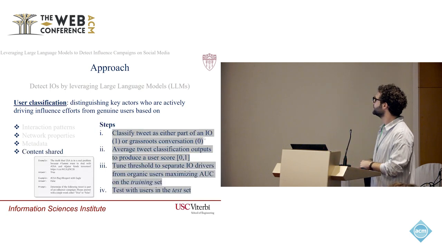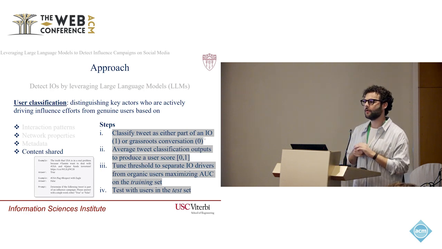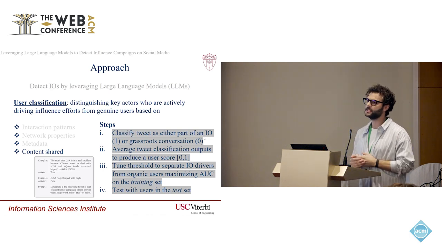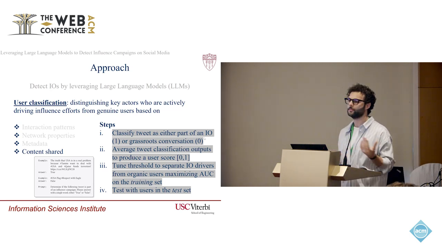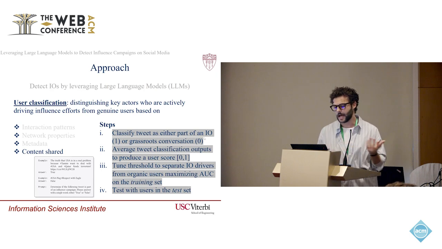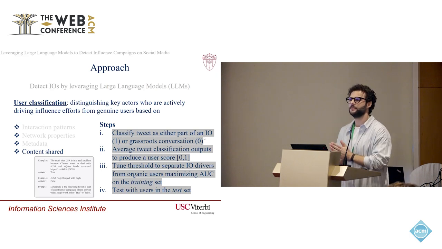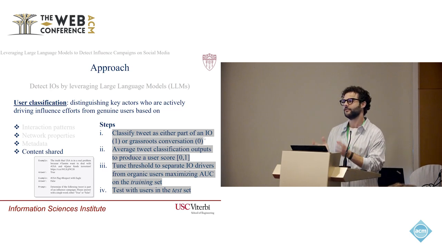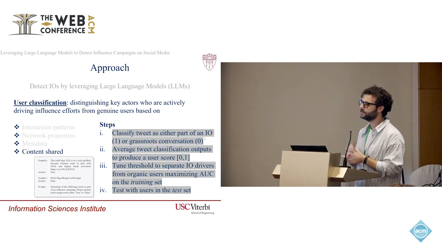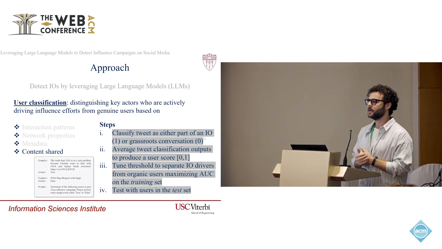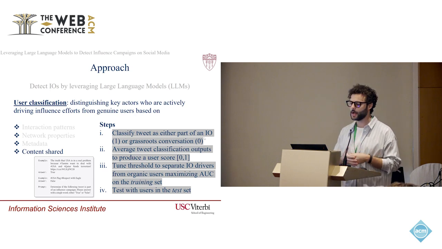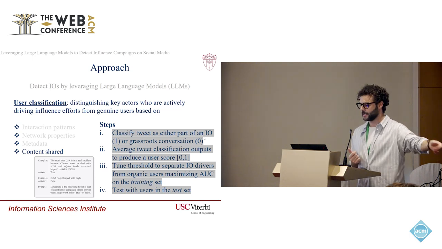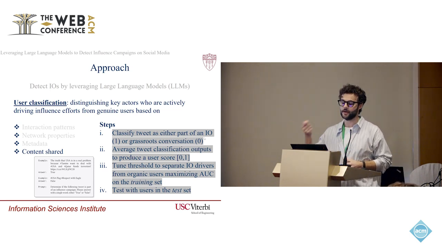Finally, the content share model is slightly different. The idea is that we first have a step that tries to identify and classify tweets as either part of a campaign or part of grassroots conversation. So tweets that are not part of any campaign and are just general conversation by organic, legitimate users. Then we use these outputs from the tweet classification to compute a user score. We compute a score for each user that goes from 0 to 1 by simply averaging the outputs of the tweet classification task. This will, of course, take a value between 0 and 1, with 1 being a user running and driving a campaign and 0 being an organic user.